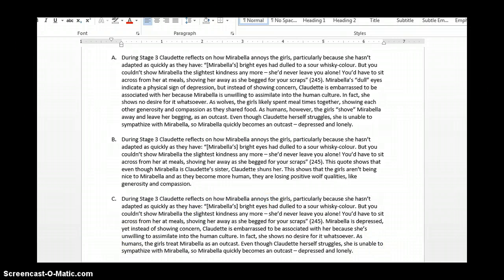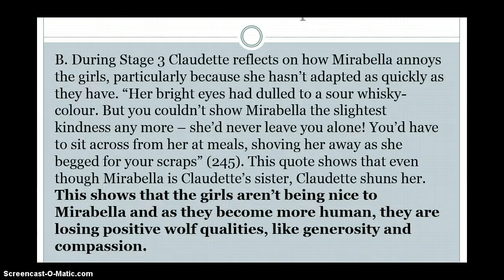Here's why. All 3 examples are accurate in their analysis: the understanding that the girls treat Mirabella as an outcast because they are becoming more human and less compassionate. B, however, rushes right to the conclusion without explaining how the writer came to that conclusion. Think of it this way. Analysis is not just about getting the right answer, but also showing the inferences you made to get to that answer. It's like showing your work in math.